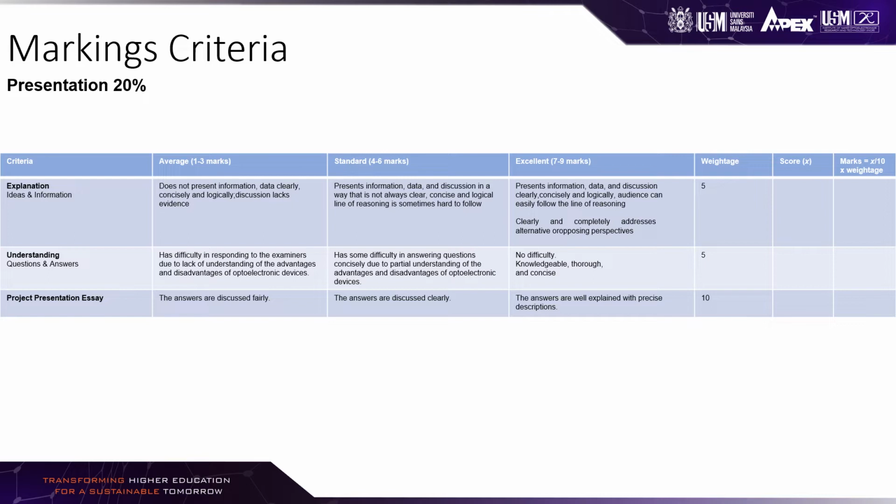So low marks reflect presented information that is not clearly concise and lacks evidence. When you present the slides that you put on, you present them with information that is concise, logical, and we can relate to what you are talking about, and it is clear and also completely addresses the perspective or alternative perspective.